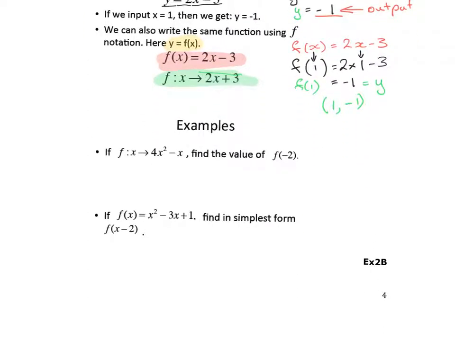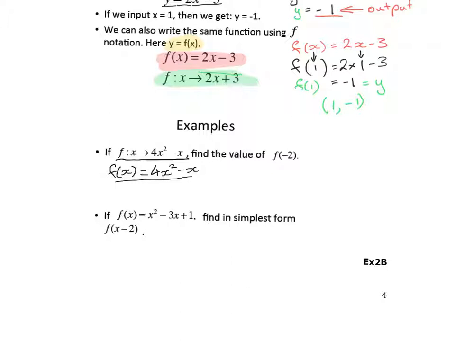So, first question, if f dot dot x becomes 4x squared minus x, find the value of f of negative 2. Now personally, while we're getting used to it, I would rewrite this first into this f(x) notation. I want you to understand that that can be rewritten as f of x equals 4x squared minus x. And I'd probably encourage you to rewrite like that in this notation all the time whenever you see that first one, because I think it's just easier to understand.